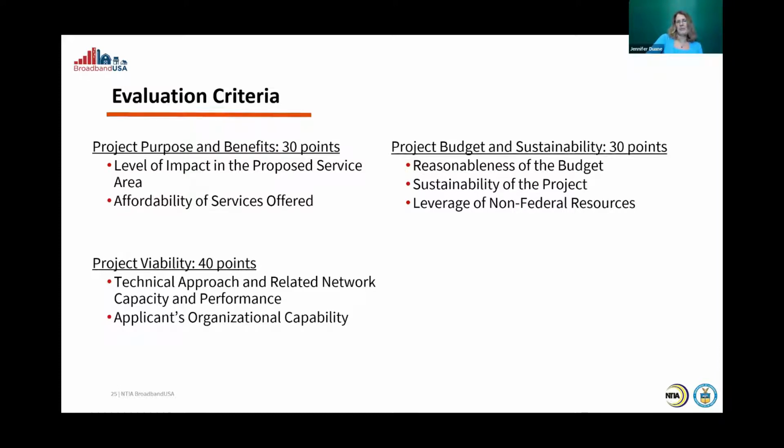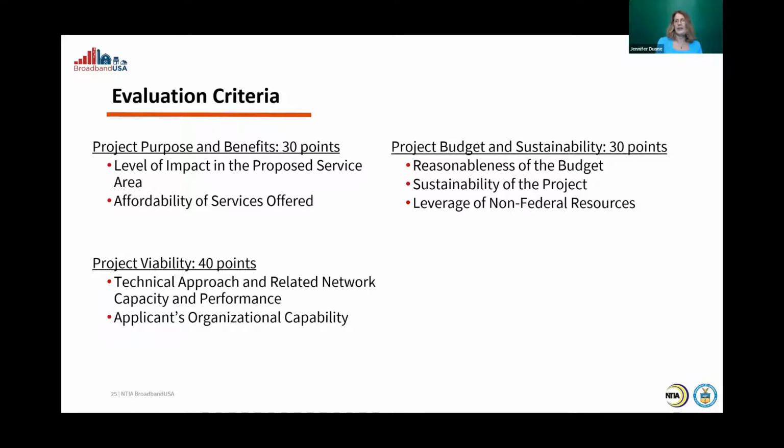The second category is project viability, and that's 40 points. We'll be looking at the technical approach and the related network capacity and performance. That basically means we're going to be looking at the type of network and broadband infrastructure the applicant is proposing to deploy, at what speeds, and we'll also be awarding certain points based on the network capacity requirements that the applicant will propose. We'll be looking at the applicant's organizational capability as well, the ability and experience of the applicant, which basically includes the members of the covered partnership, to carry out the project and complete the activities that it proposes to deploy under this grant program.